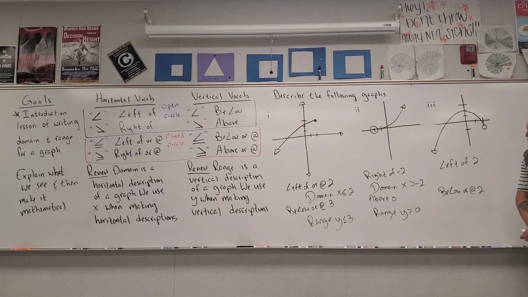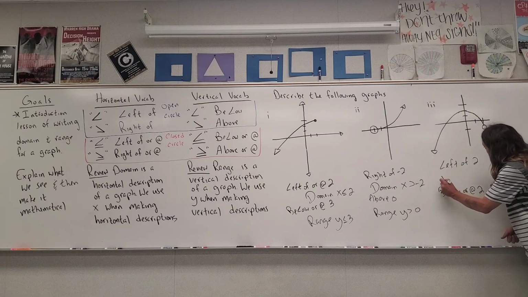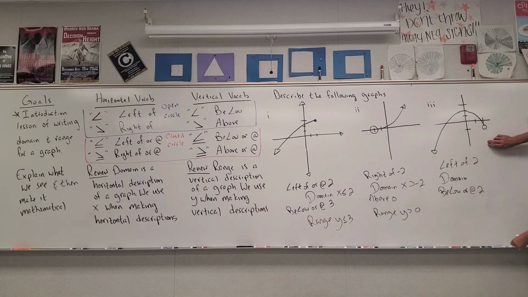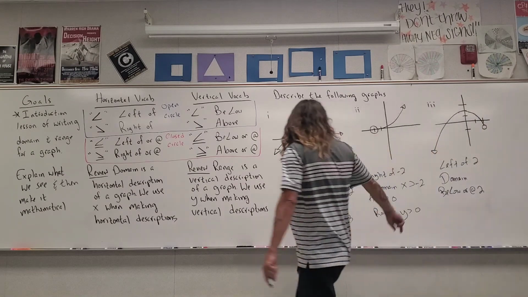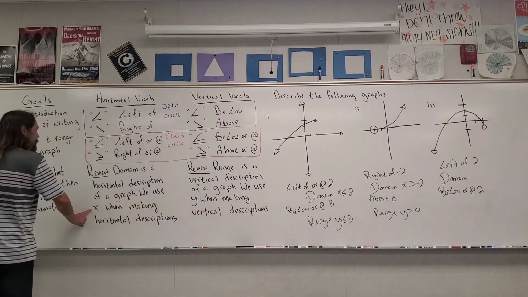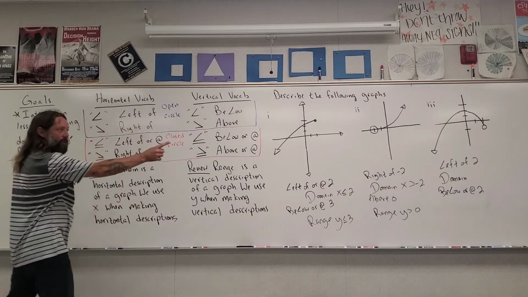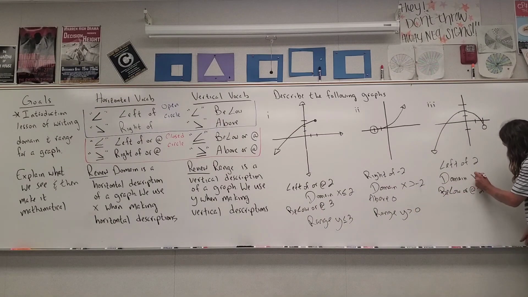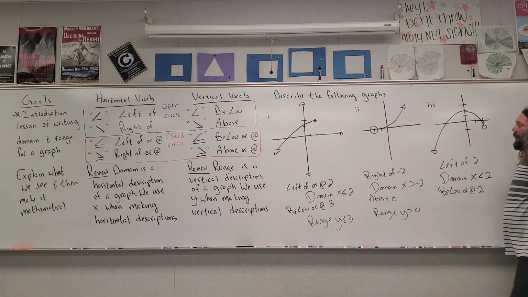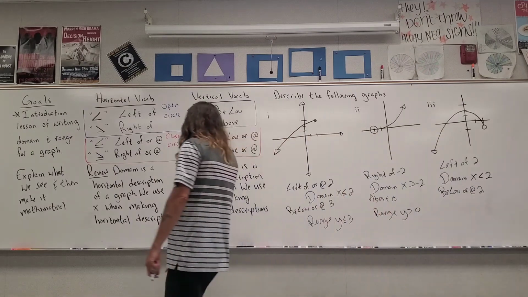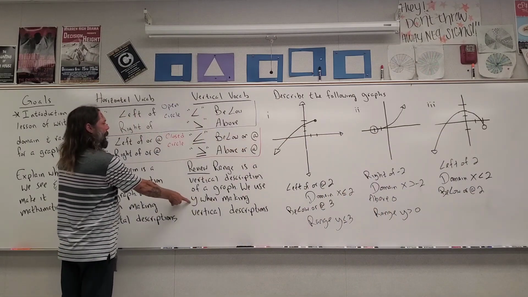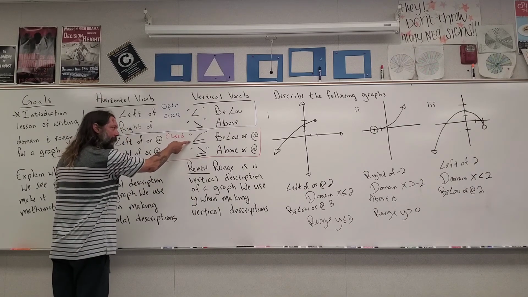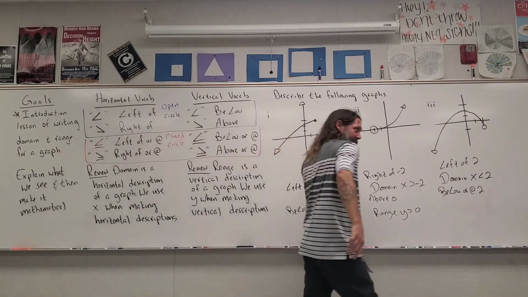The graph is below +2. All right, so again, let's make this more mathematical. The domain is, using my x and describing what I have, my x is left of 2, so the domain, x is less than 2, if you want to say it very mathematically. And my range using y, my y is below or at +2.